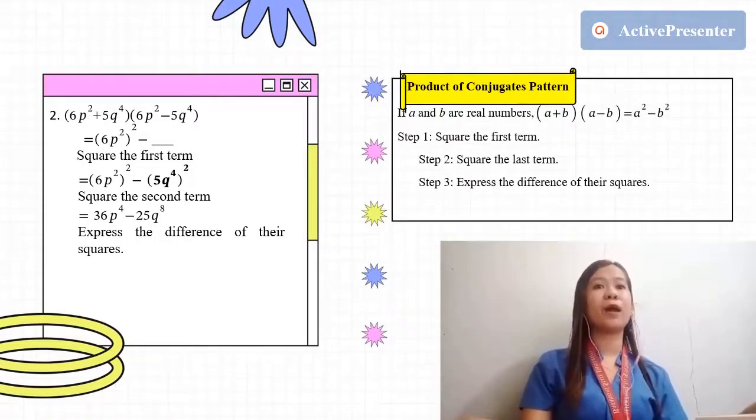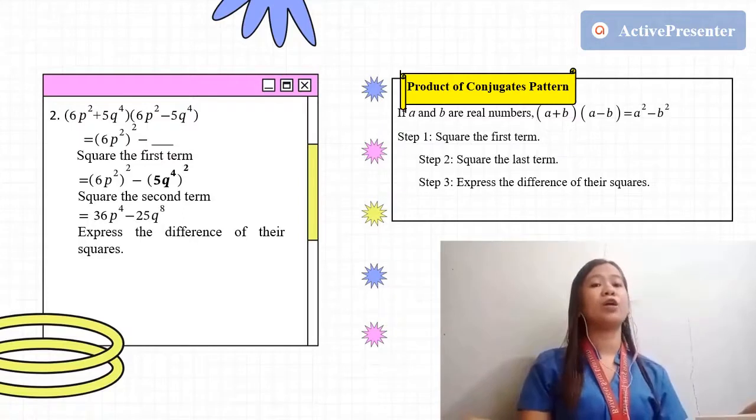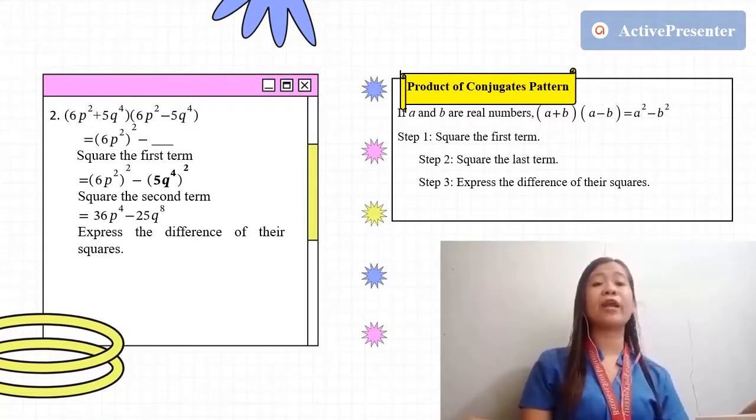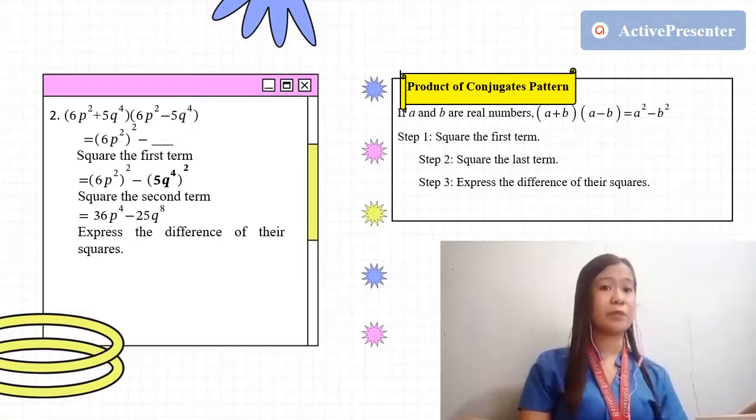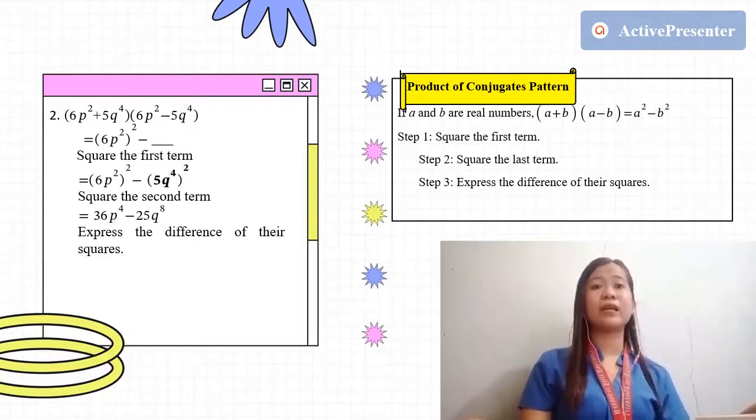So we have the product of conjugate patterns. Again, if we have two real numbers, a and b, the quantity a plus b times the quantity a minus b is equal to a squared minus b squared. And here again are the steps. Number 1, square the first term. Number 2, square the last term. And lastly, express the difference of their squares.